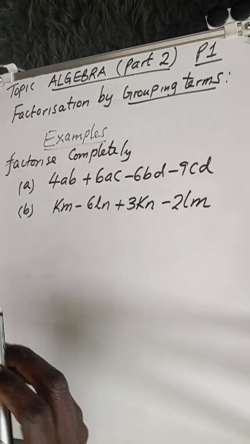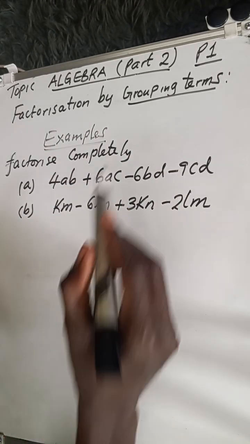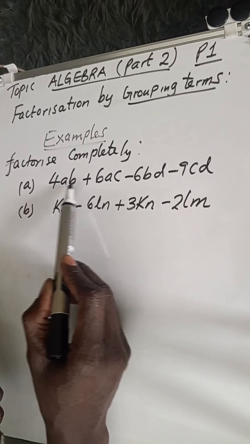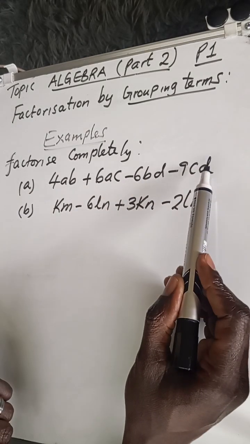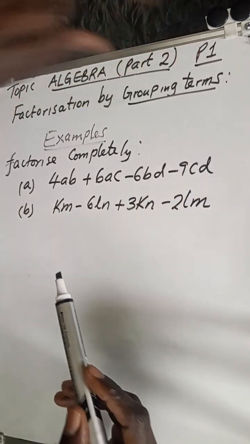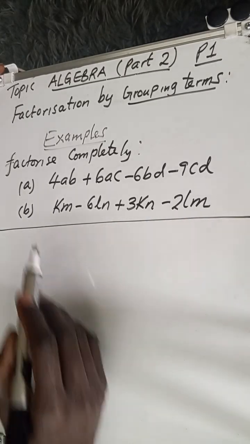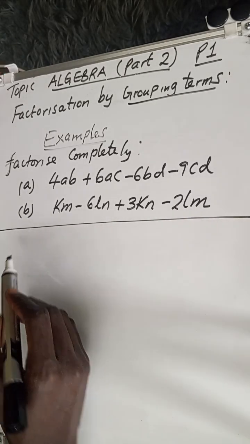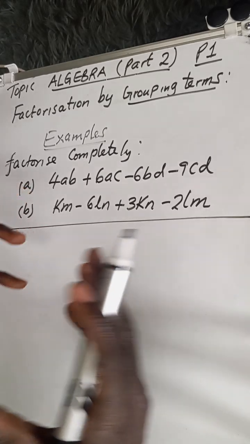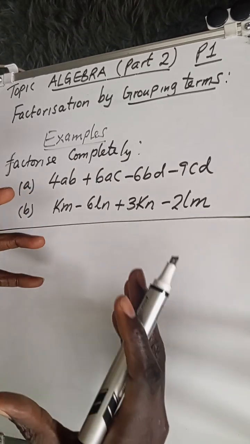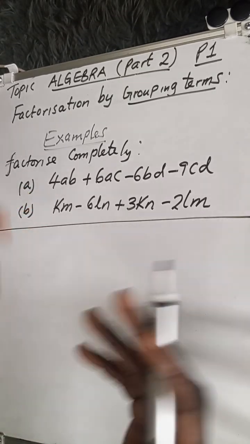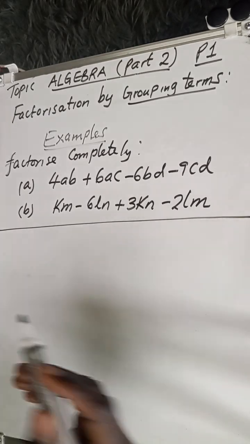In this case, when they tell you to factorize completely, but they have actually given you 4 terms, 1, 2, 3, 4 terms, you can factorize by using grouping of terms. That is what you can do. Now this one is very easy. You simply group the terms together, 2 of them together, then you factorize by common factors.